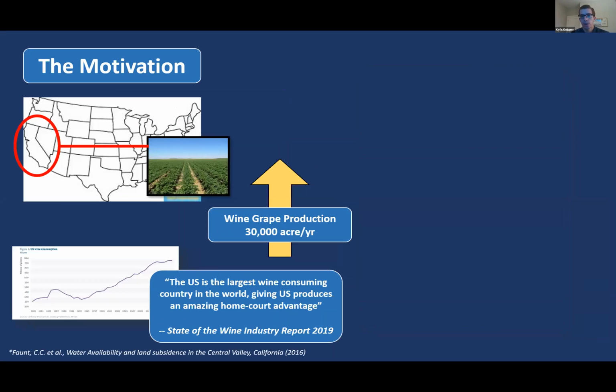So a lot of the motivation behind GRAPEX stems from the large economic value of wine grapes in California, which can reach up to $3.6 billion and are projected to increase in acres produced by 30,000 acres per year, according to the National Agricultural Statistics Service.